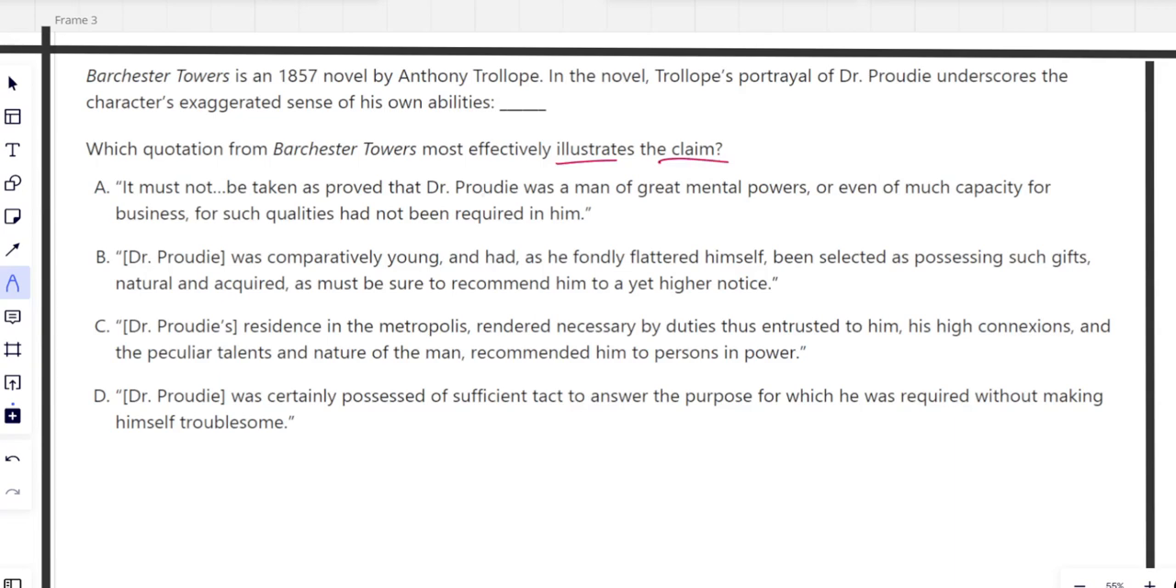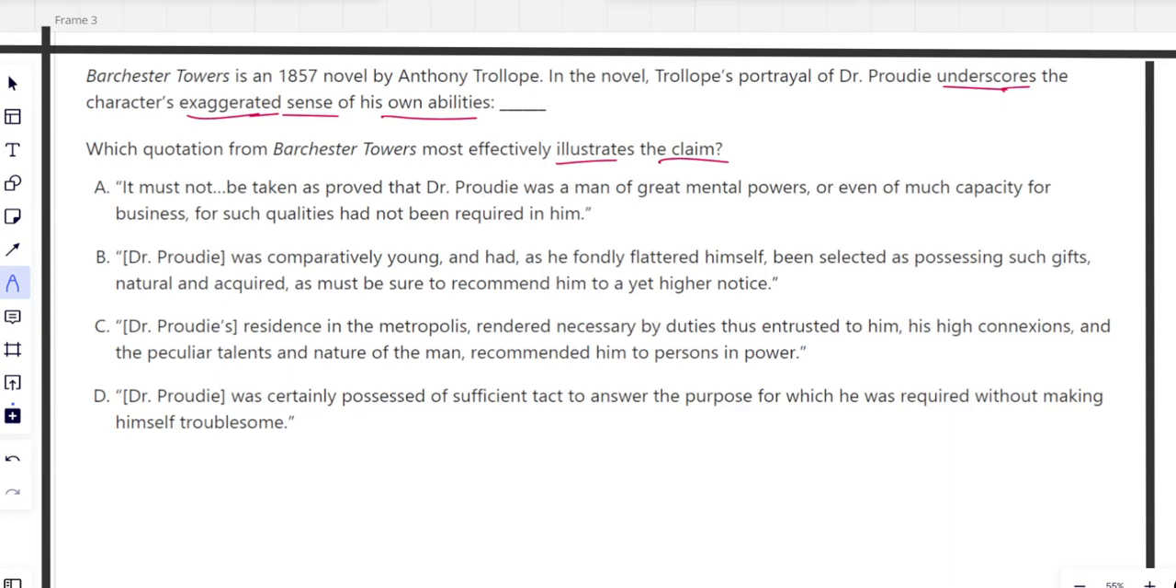Well, let me see. So I don't forget the claim: Trollope's portrayal of Dr. Prudy underscores the character's exaggerated sense of his own abilities. So it highlights his exaggerated sense of his own abilities.